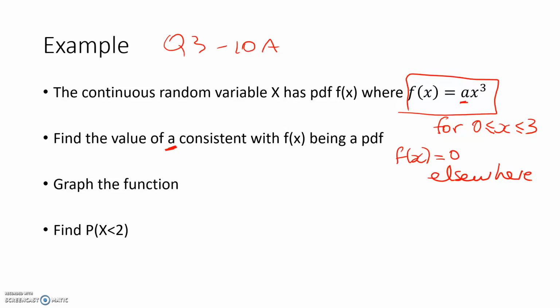Okay, so first we're going to figure out what's the value of a, the constant, then we're going to graph it, and then we're going to use it to find this probability. It shouldn't take too long. Just be patient. Right, so the first thing we need to do is figure out for what value of a will this integral be equal to 1.